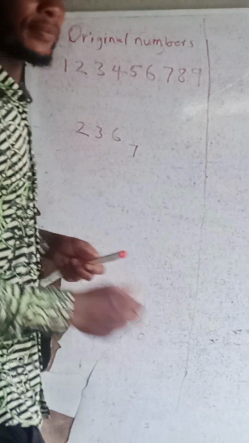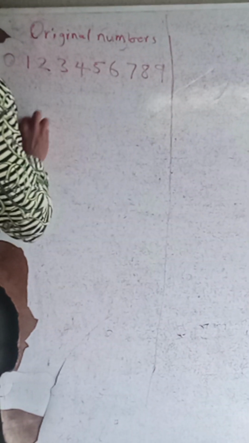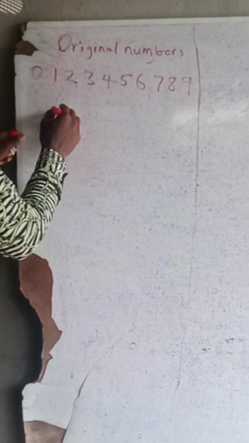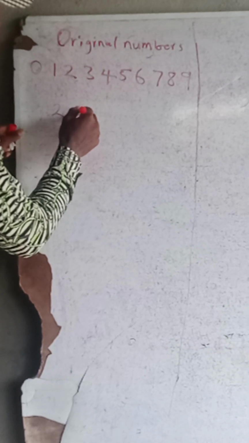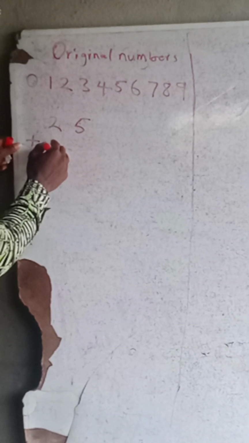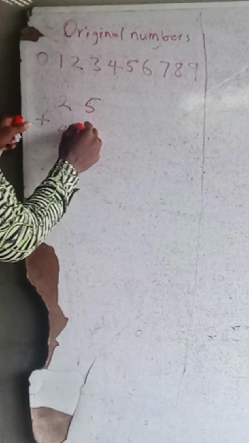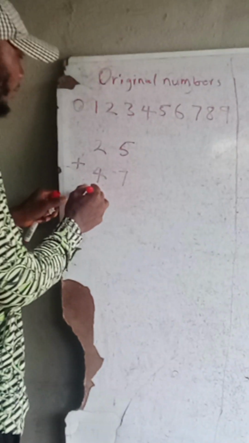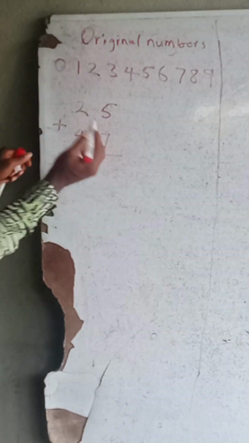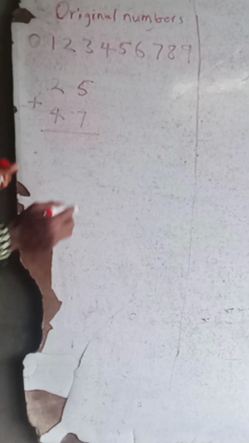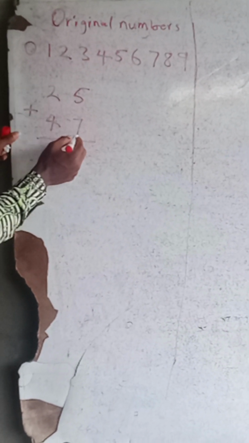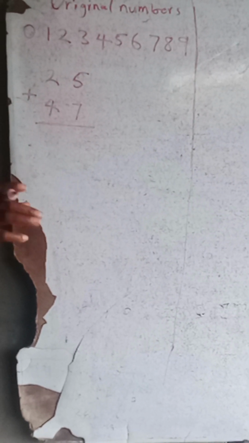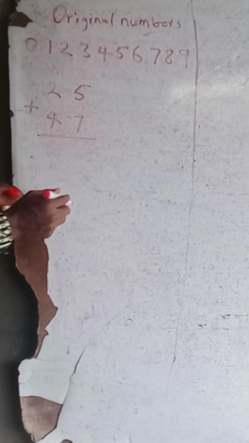For instance, if you are asked to add 25 plus 47, you know your ones, tens and units. You are going to add 5 and 7, then later you add 2 and 4. But see how it works.